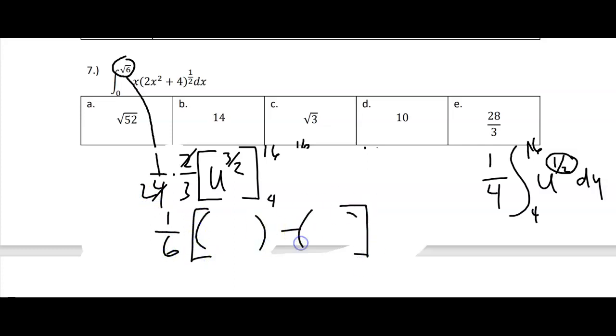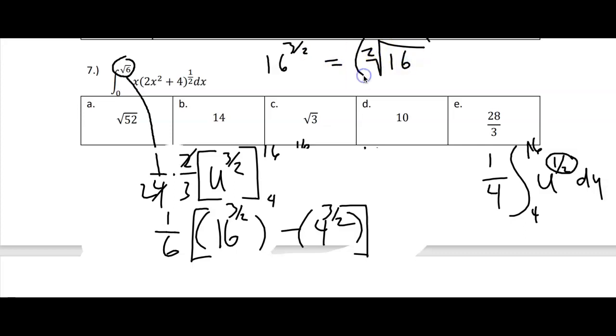And then we're going to go ahead and plug in what they give us here. I'm going to plug in 16. And I'm going to plug in 4. Now, how do you do this? Well, it might help if you remember how to change this into a root. So 16 to the 3/2 power, that's the same thing as the square root of 16 being cubed. So the square root of 16 is 4, and 4 to the 3rd power is 64. So I've got 1/6, and that's going to be 64. As for this one, same thing. Take the square root and cube it. The square root of 4 is 2. 2 cubed is 8.